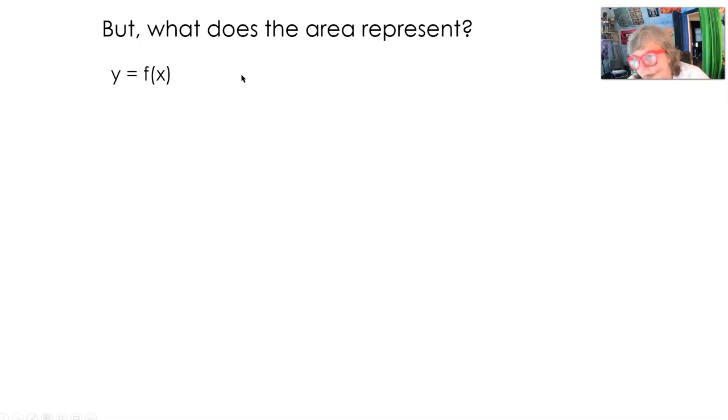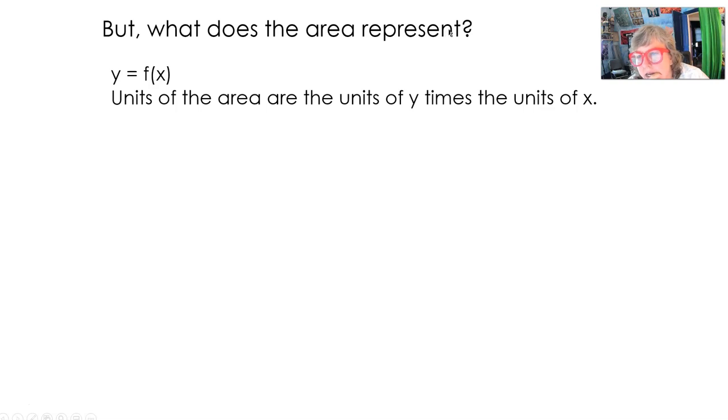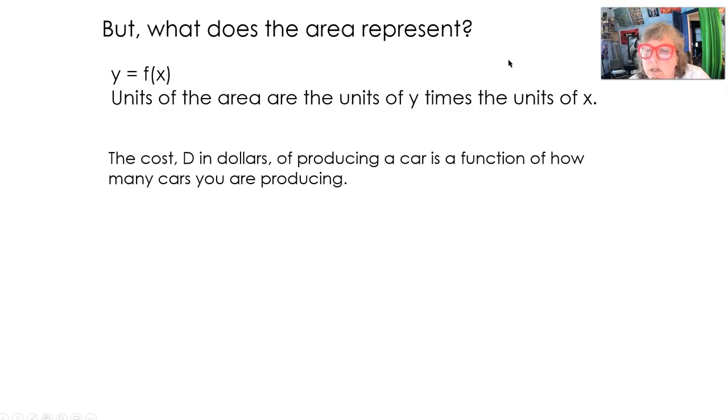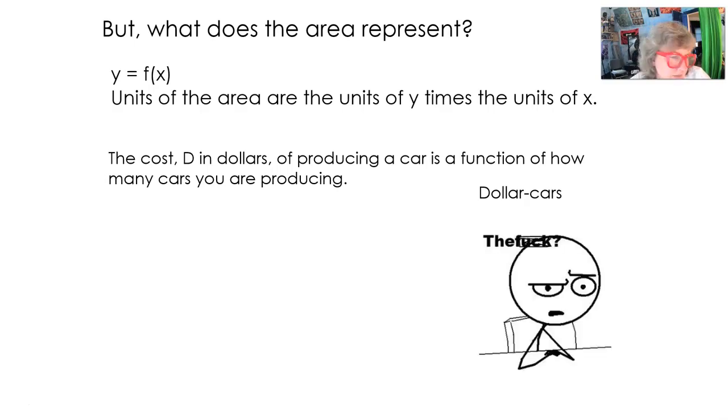But let's say the function is y equals f of x, and you're multiplying base times height for those rectangles. So the units of the area are going to be the units of y times the units of x. Let's say I have cost in dollars of producing a car as a function of how many cars you are producing. So the units would be dollar cars. Sometimes it doesn't make sense, but that's what the units would be. I don't know what a dollar car is, so that's not going to help me interpret the real world.